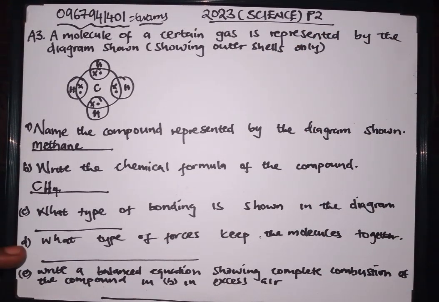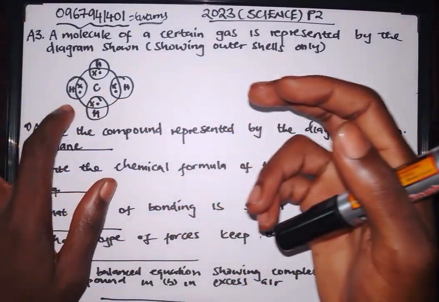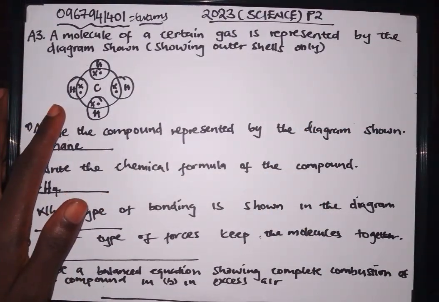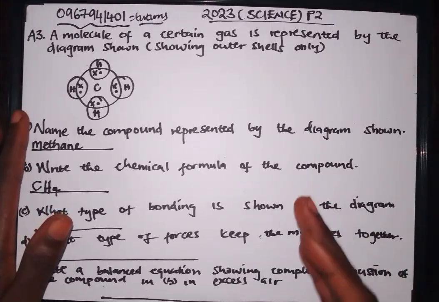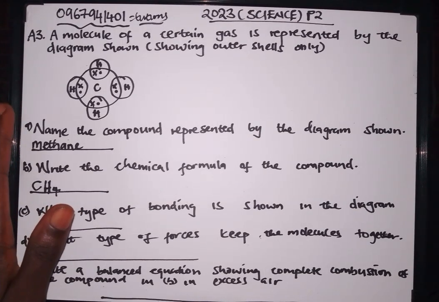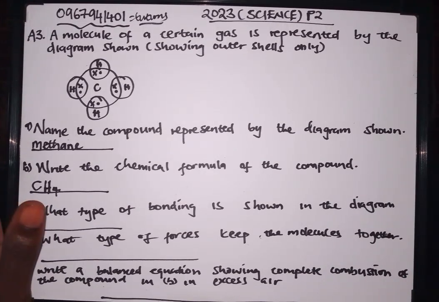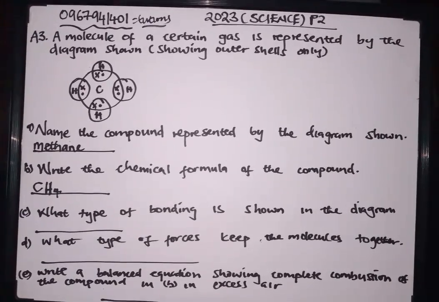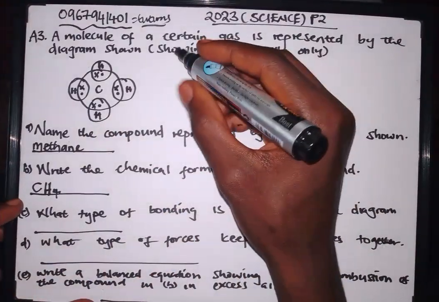Then the next question is saying, what type of bonding is shown in the diagram? When you look at the diagram again, you can see that carbon and hydrogen are sharing electrons. Whenever you see two atoms sharing electrons, that is called covalent bonding. This is the sharing of electrons between non-metals. As I've said, this is a covalent bonding.